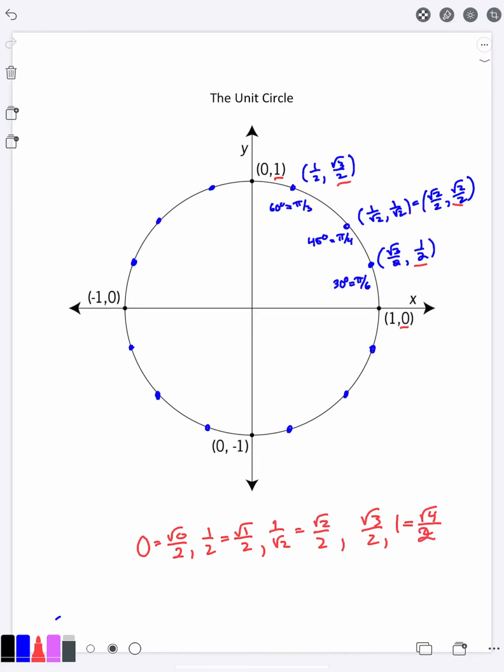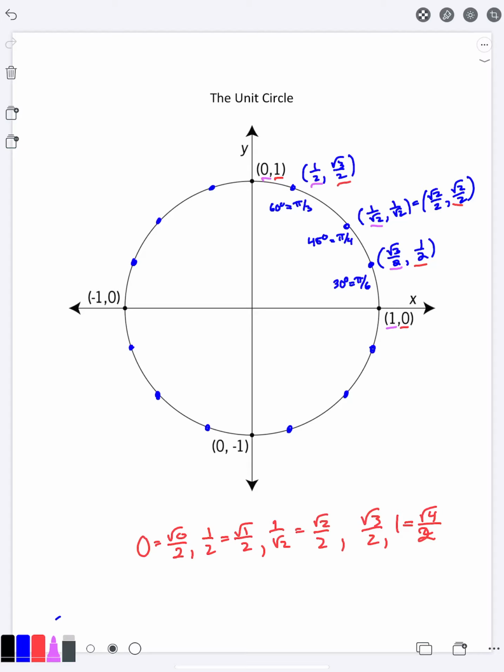So you can think of it as square root of 0 over 2, square root of 1 over 2, square root of 2 over 2, square root of 3 over 2, square root of 4 over 2. It's a nice little pattern to remember the numbers there. And as you can see, you're going up the circle, so your y's are increasing through those numbers, and your x's are going to be decreasing through those same numbers. So it's a little pattern there.